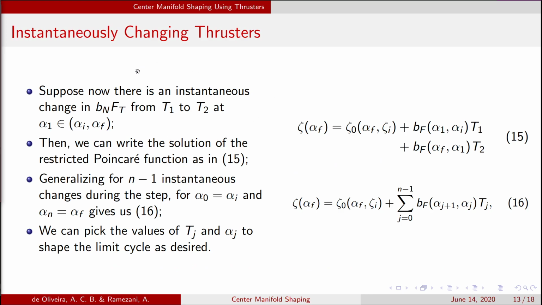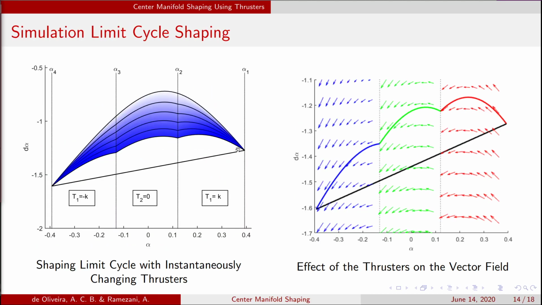As an example, consider a single change in the thruster value from T1 to T2 at the instant alpha 1. The solution of the Buckeye function becomes as in equation 15, where each of the magnitude values is weighted by the function bf. Generally speaking, equation 16 gives us the solution of the Buckeye function for n-1 instantaneous transitions during the step. With this, we can, for example, design a gait with two instantaneous changes to the thruster values in a way so that the robot moves faster, but the pre-impact velocities are the same, which results in a faster walking gait overall while preserving the robot's components.